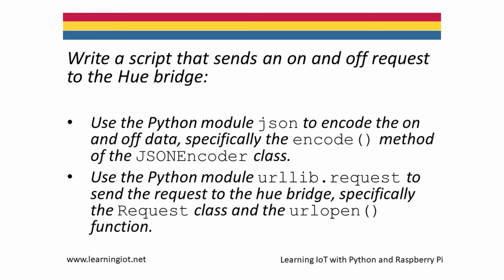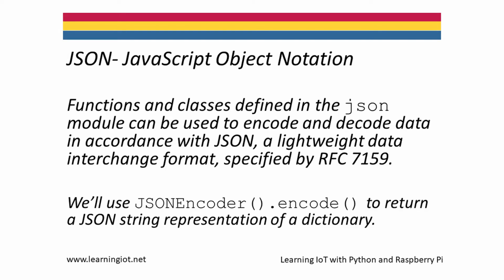Next, we'll write the code to turn the Hue light bulb off and on. We'll be using the encode method of the JSONEncoder class to encode the data that is to be transmitted to the Hue Bridge. The two commands that we'll send to the Hue Bridge are to turn the light on and off. Each will have the form of a one-item dictionary that has been put into JSON string representation.